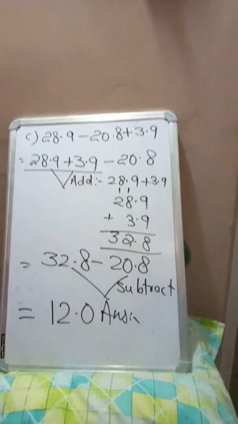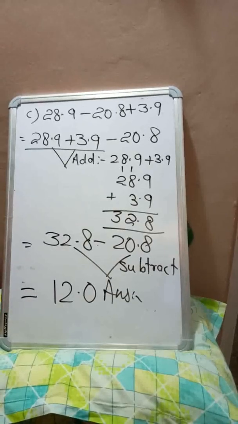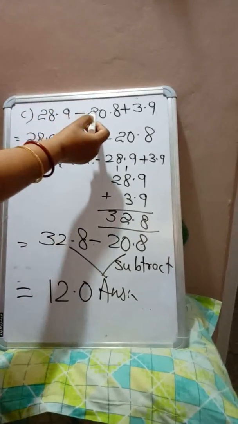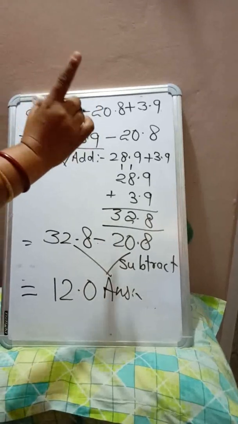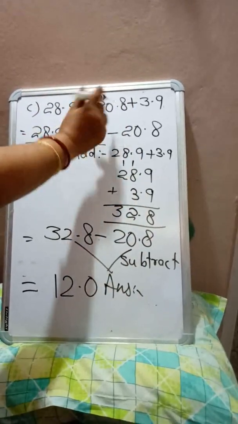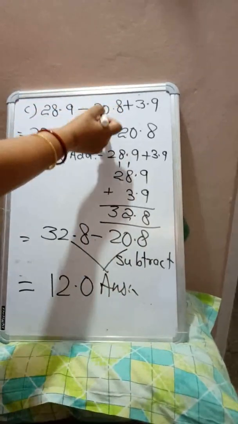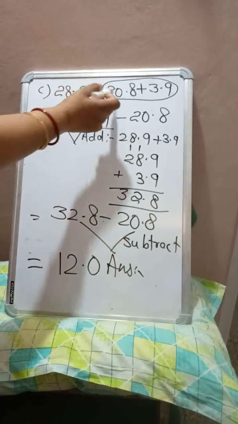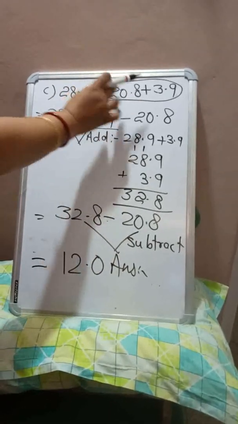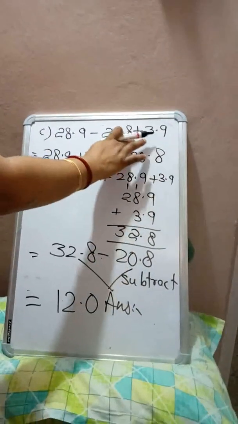So in this way what I have done, look here carefully, 28.9 minus 20.8 plus 3.9. Most of the children used to do it wrong, that firstly you try the plus sign, we have to do the plus sign. So what you do is you firstly solve this one. It is wrong because this 20.8 is having a negative sign, minus sign. So it is wrong to solve these two numbers first.